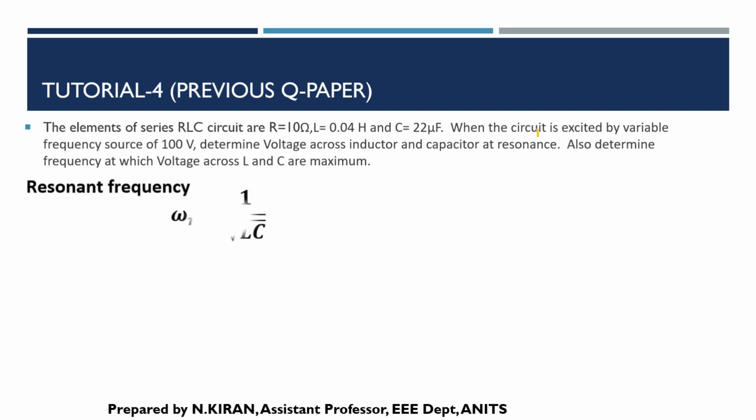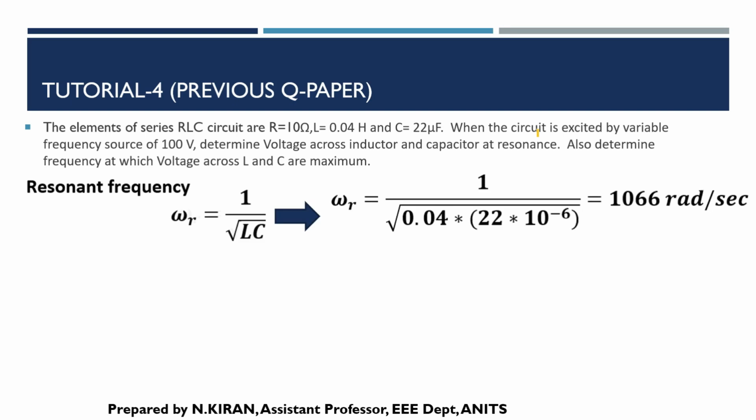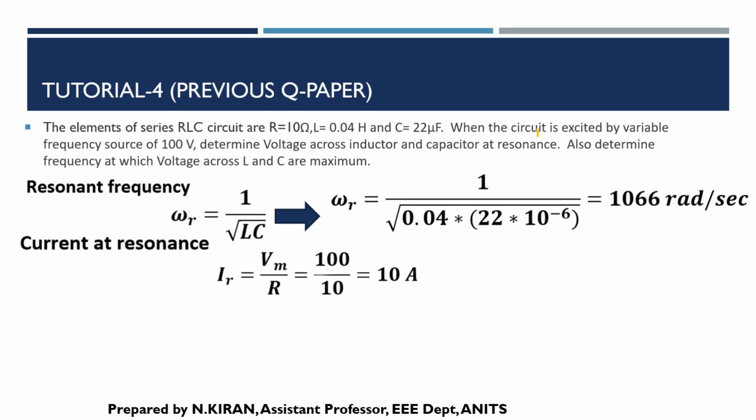So resonant frequency, we know the formula omega R is equal to 1 by root LC. We know the values for both inductor and capacitor. On just substitution, we'll get the value of resonant frequency to be 1066 radians per second. Current at resonance, the formula is IR is equal to Vm by R. Vm is given as 100 volts, R value is given as 10 ohms. On substitution, the current at resonance will be 10 amps.